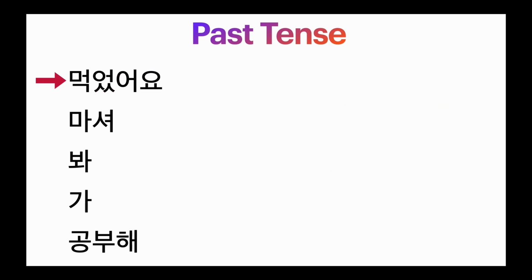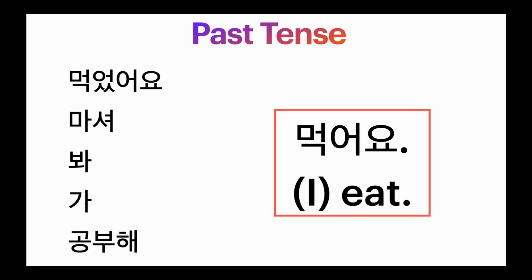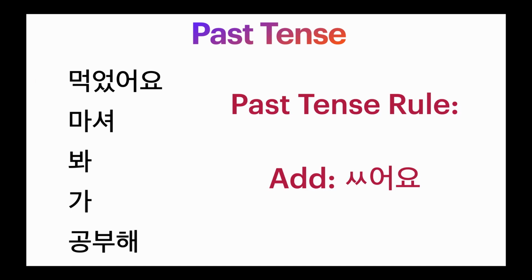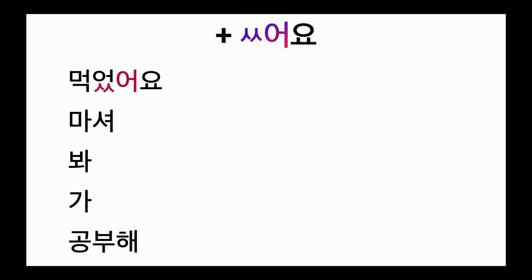먹었어요. 먹어요 means I eat, and 먹었어요 means I ate. Or this could also mean you ate, he ate, she ate, we ate, they ate. So the past tense rule here that we need to keep in mind is add 써요 to the present tense casual form, with 시옷 going underneath the final character. So let's put that pattern right up here, and let's move on to 마셔.